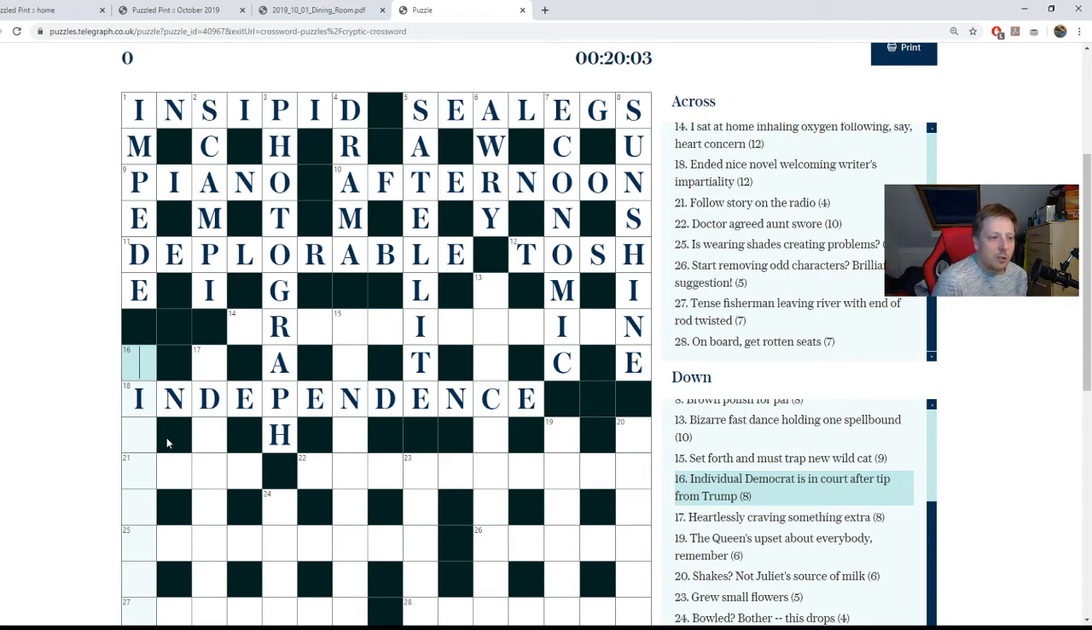In court could be yes. Court is usually CT, is it? Or Democrat is D or Dem, but I think D in this instance.